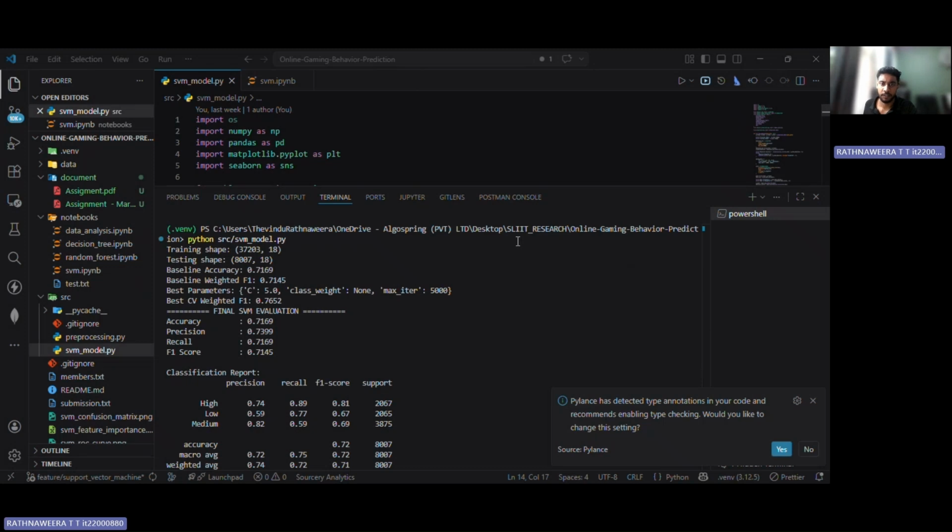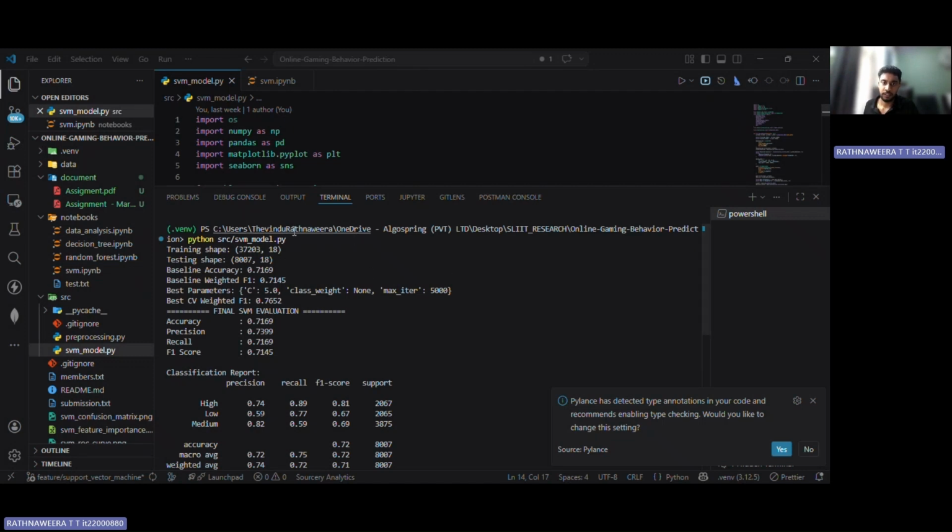Hi, I'm Ratnavira TT. I did the support vector machine part for this project. Today I will show you what the model learned and how well it works. So basically, we are trying to predict if a gamer is highly engaged, medium engaged, or low engaged. I used the SVM model for this.